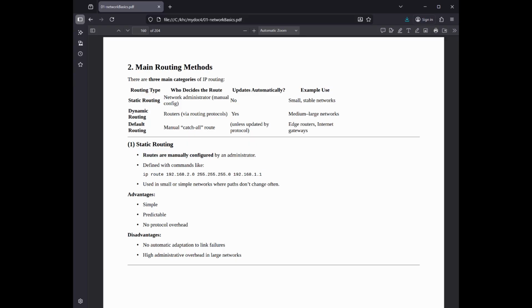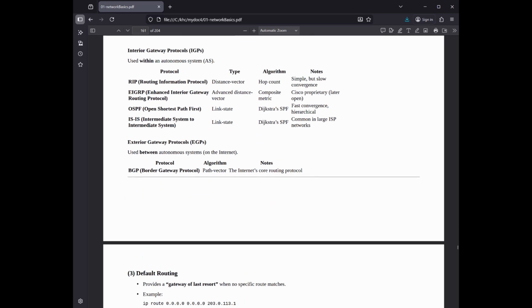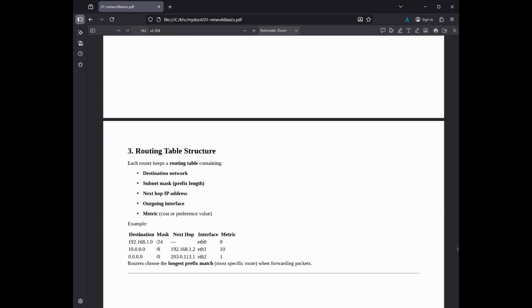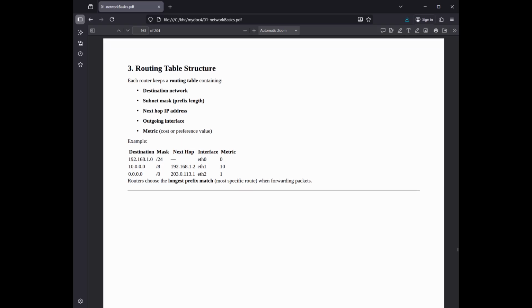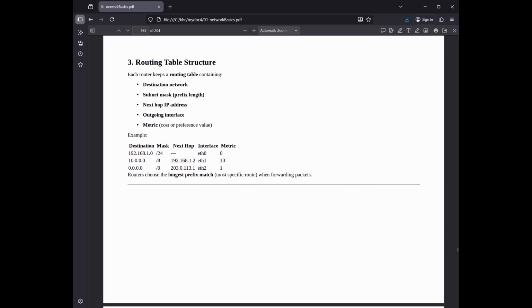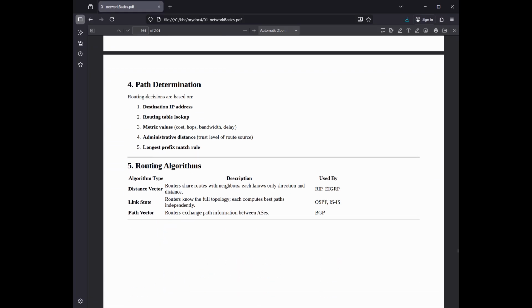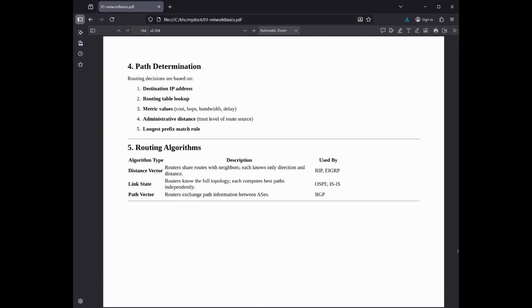Packet inspection. When a packet arrives, the router examines its destination IP address in the IP header. The longest match rule. If multiple entries in the routing table match a destination, the router selects the most specific one, the one with the longest subnet mask. Default gateway. If a router cannot find a specific match for a packet's destination, it sends the packet to a pre-configured default route, often 0.0.0.0/0.